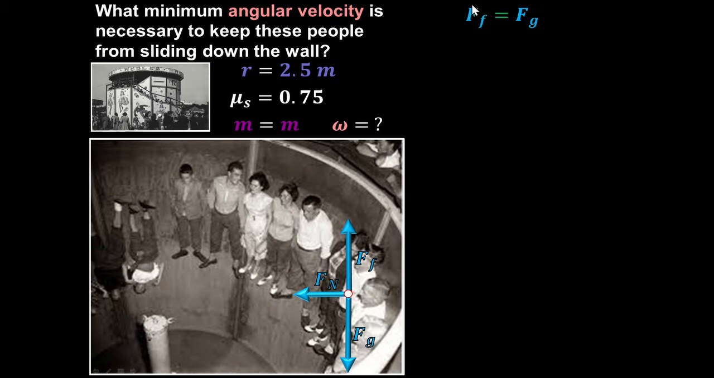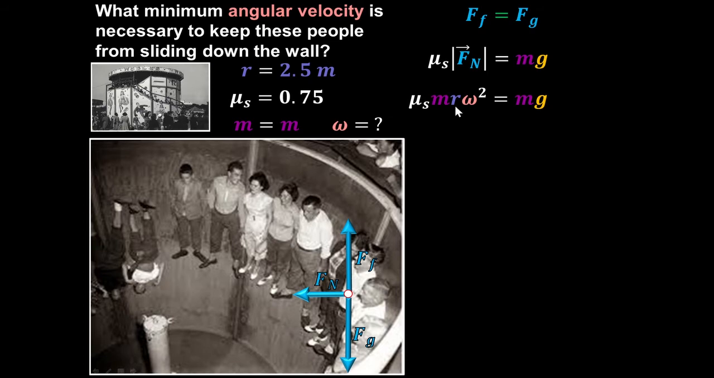We have to remember how to calculate the force of friction. It's the coefficient of static friction times the force normal, and it was just the absolute value of that. And then the force of gravity is just mass times gravity. All right, so I said earlier that the force of the wall pushing normal to the wall, perpendicular to the wall, is the centripetal force. So this normal force here can be calculated with mass times radius times angular velocity squared.